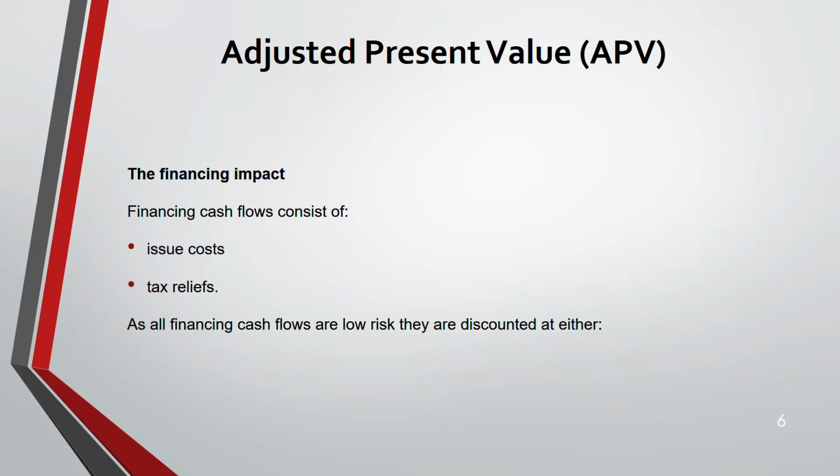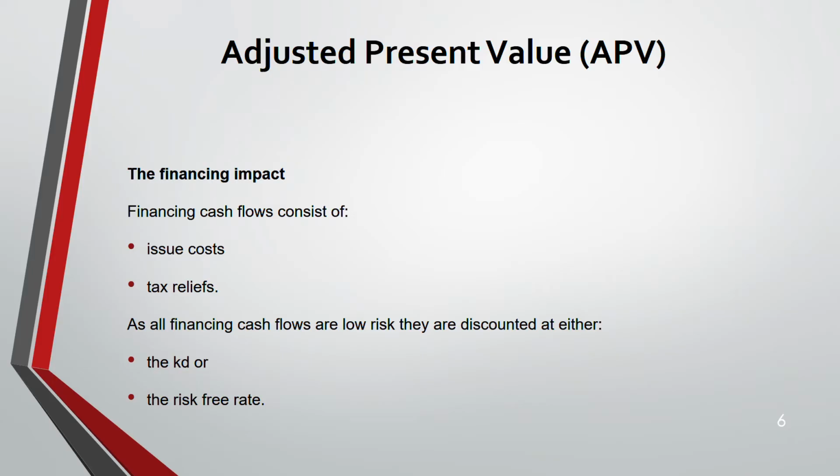As all financing cash flows are low risk, they are discounted at either of two things. Why low risk? It has debt, no? They're discounted at either cost of debt or the risk-free rate. You might be given multiple rates in your exam. You should know which one you are using to discount. You have to write it in your assumption that this is the rate you are using. There is no harm if you use cost of debt. Some of you might use cost of debt, some of you might use the risk-free rate. But in your assumption, it has to be written what rate you are using if more than one rate is given.